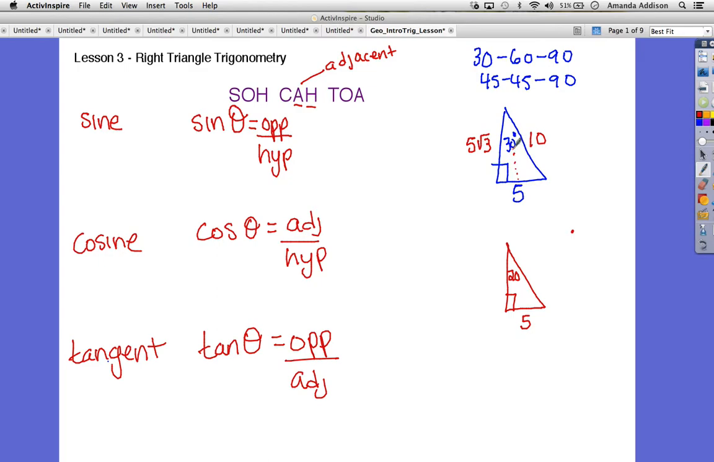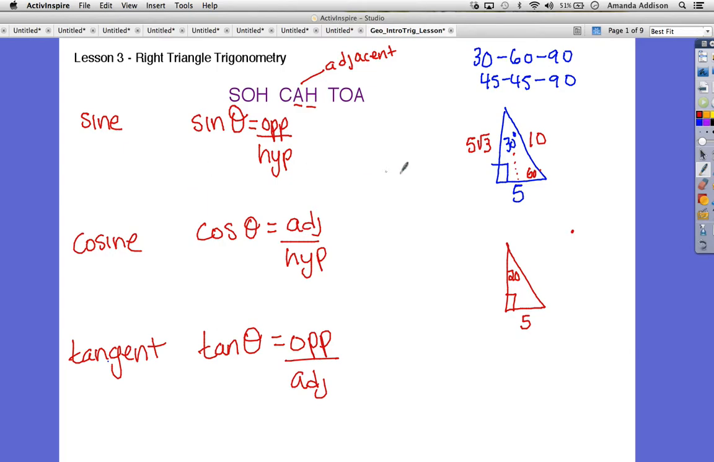Because when I look at this 30 degrees, the side that is opposite to it is 5. If I were to look at this 60 degrees, the side that is opposite to that angle is 5 root 3. So it's important for us to know which angle you're referring to when we use the ratio. The sine of 30 degrees, for example, is not the same thing as the sine of 60 degrees.